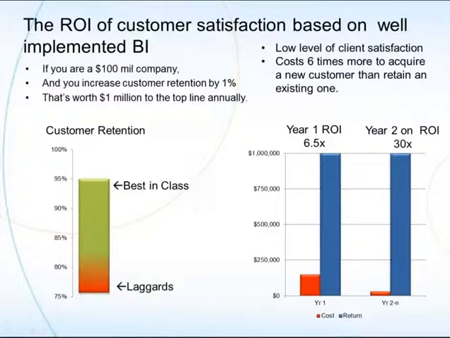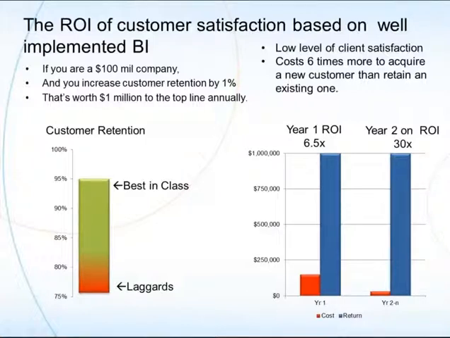So imagine having metrics that talk about customer satisfaction, getting those out to your end users, having them collaborate about that, making that their goal every day. Imagine how much more profitable your company could be if they didn't have to lose the customers that they lose each year and instead just added new customers. Your ROI in the first year would be somewhere on the order of 6.5 times your cost of implementing a BI solution if this was what you were trying to measure.